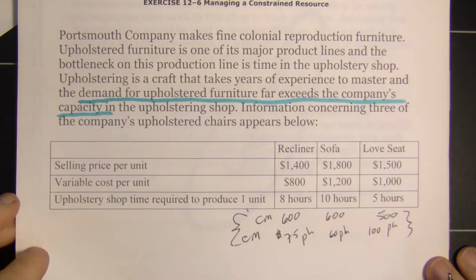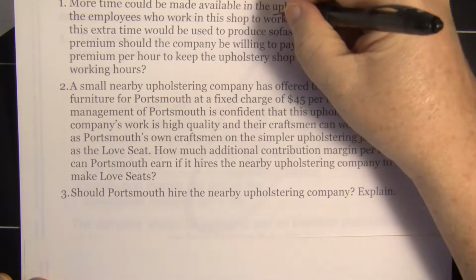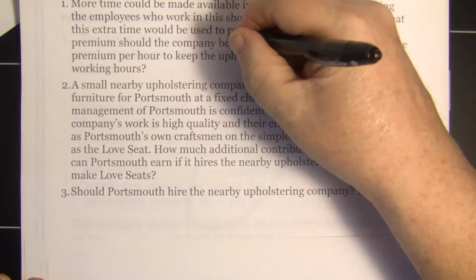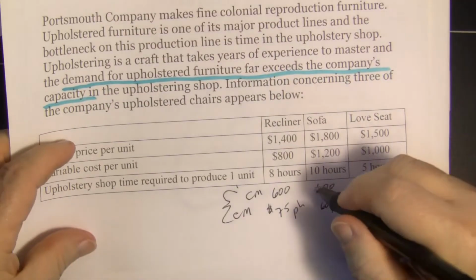So, given this information, what do they want to know? First, they say more time could be made available in the upholstery shop. Well, that's our binding constraint, so that's good. By asking the employees to work overtime, assuming that this time would be used to produce sofas.